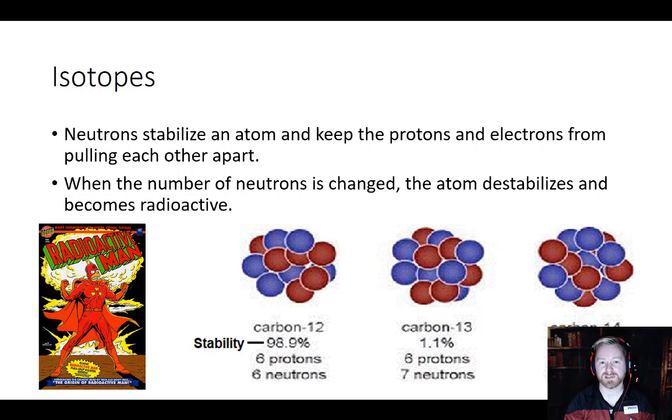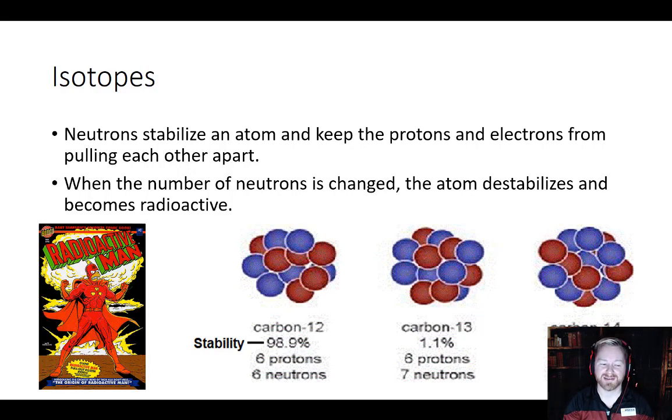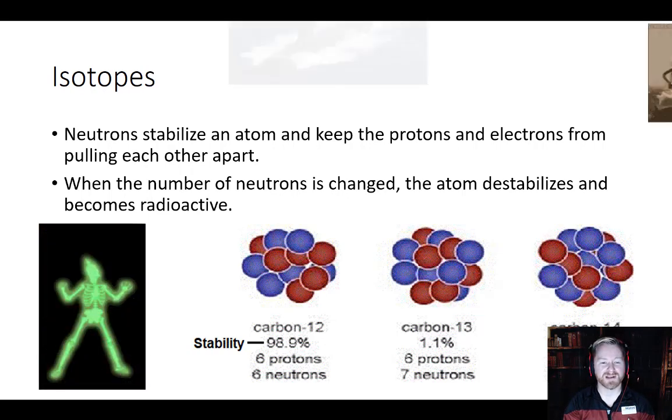You've probably all seen The Simpsons. Where did Homer Simpson work? He worked in a nuclear power plant, right? And they had this comic called Radiation Man, and his power was he had glowing bones. Not really a superpower, but whatever.